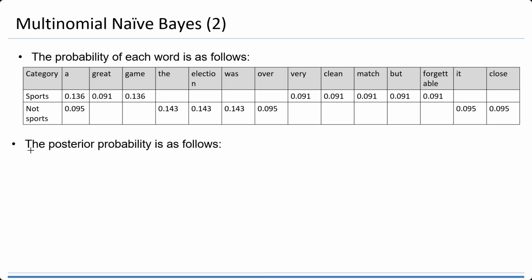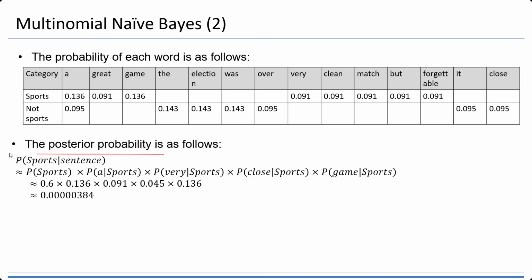Then we can look at the posterior probability. So what is the posterior probability? We can check what is the probability of sports given the sentence. So the sentence is "a very close game". It means it is a multiplication. If you look at the formula, we have the probability of sports given the sentence.